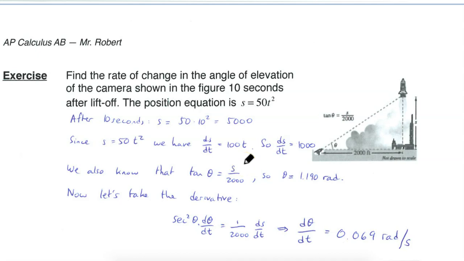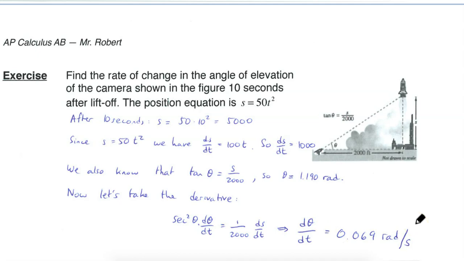What's the derivative of 1 over 2000 s? It's 1 over 2000 times s becomes 1 times ds/dt. And so plugging in the information we know, we can find d theta/dt equals 0.069 radians per second.